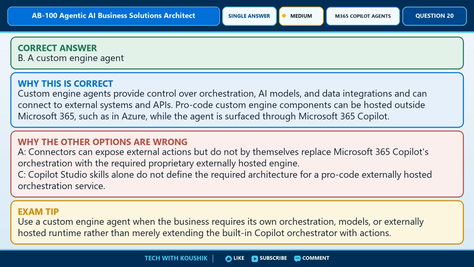A. Connectors can expose external actions, but do not by themselves replace Microsoft 365 Copilot's orchestration with the required proprietary externally hosted engine. C. Copilot Studio skills alone do not define the required architecture for a pro-code externally hosted orchestration service. Watch for this clue in similar questions. Use a custom engine agent when the business requires its own orchestration, models, or externally hosted runtime, rather than merely extending the built-in Copilot orchestrator with actions.